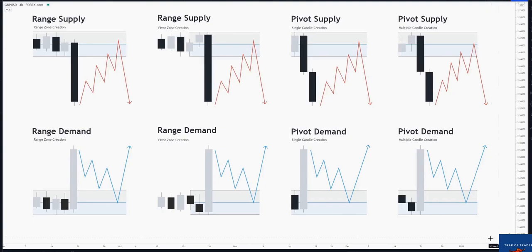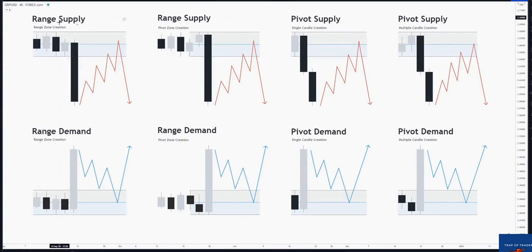So what we have in front of us are a couple different ways of mapping supply and demand zones using these ideas and concepts of zone creation. If we start right here, we can see that we have range created supply and range created demand, and we're using the range zone creation, or marking the zone using the range that is created.